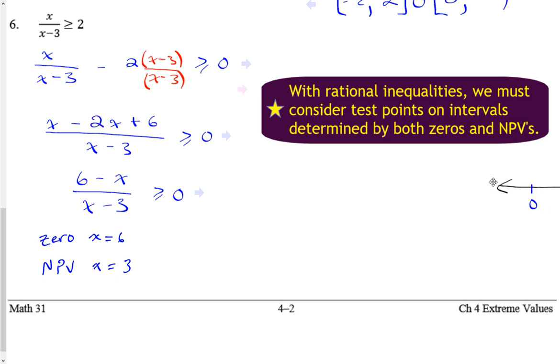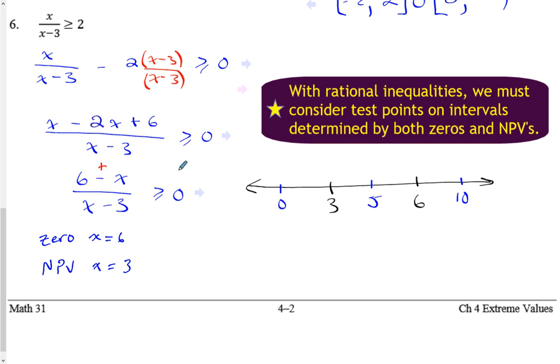So here we go. I have the 3 and the 6 on my number line. And now I'll do some test points at 0, 5, and 10. Plug in the 0. 6 minus 0 is positive. 0 minus 3 is negative. A positive divided by a negative gives me a negative.